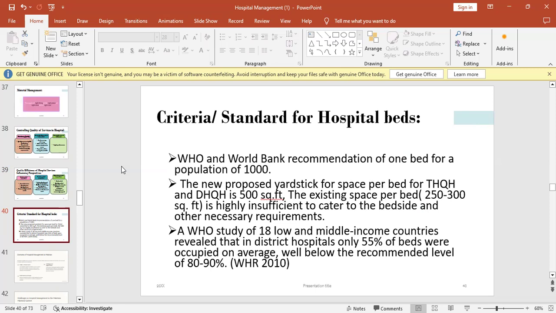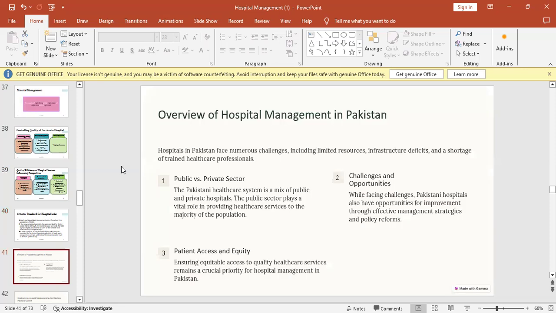Our WHO study of 18 low- and middle-income countries revealed that in district hospitals, only 55% of beds were occupied on average, well below the recommended level of 80 to 90%. So, the overview of hospital management in Pakistan. Hospitals in Pakistan face numerous challenges, including limited resources, infrastructure deficits, and a shortage of trained healthcare professionals.